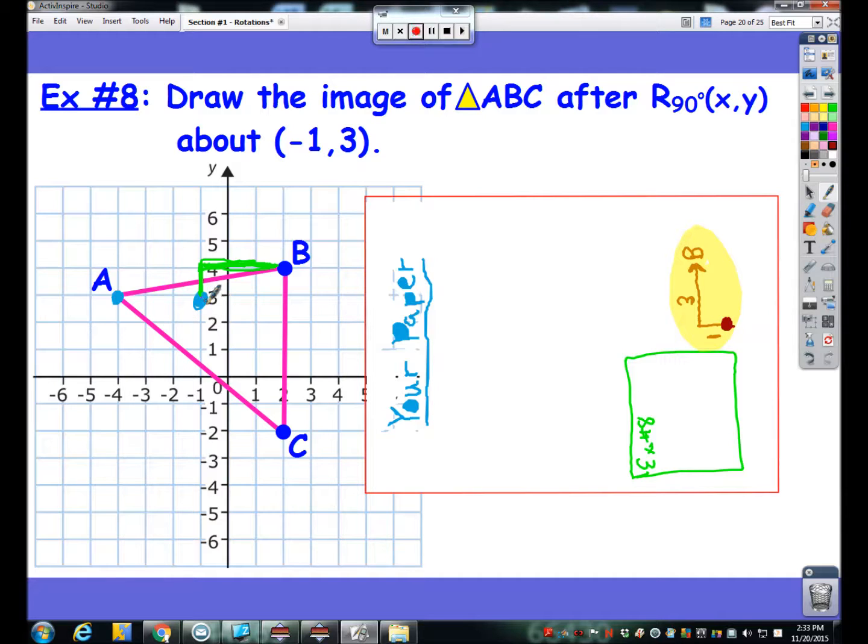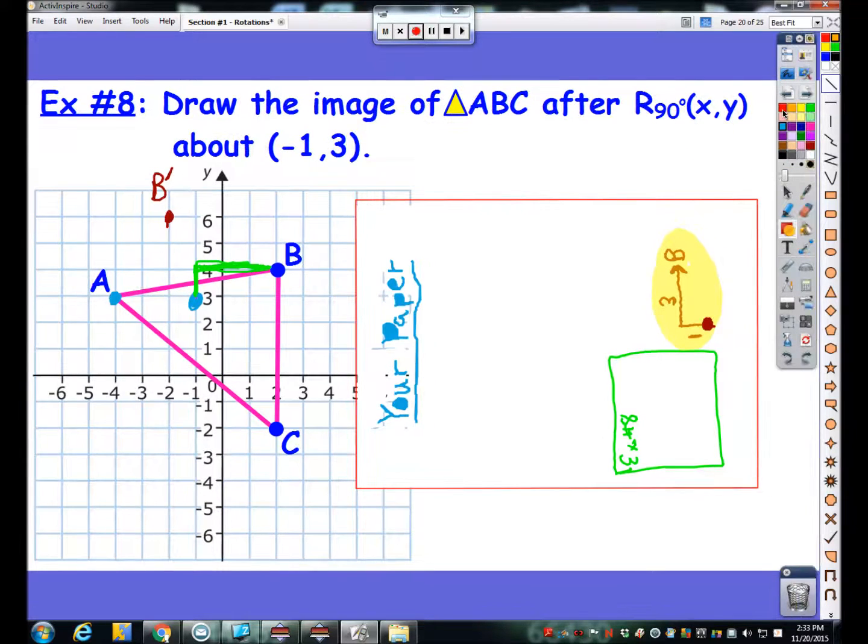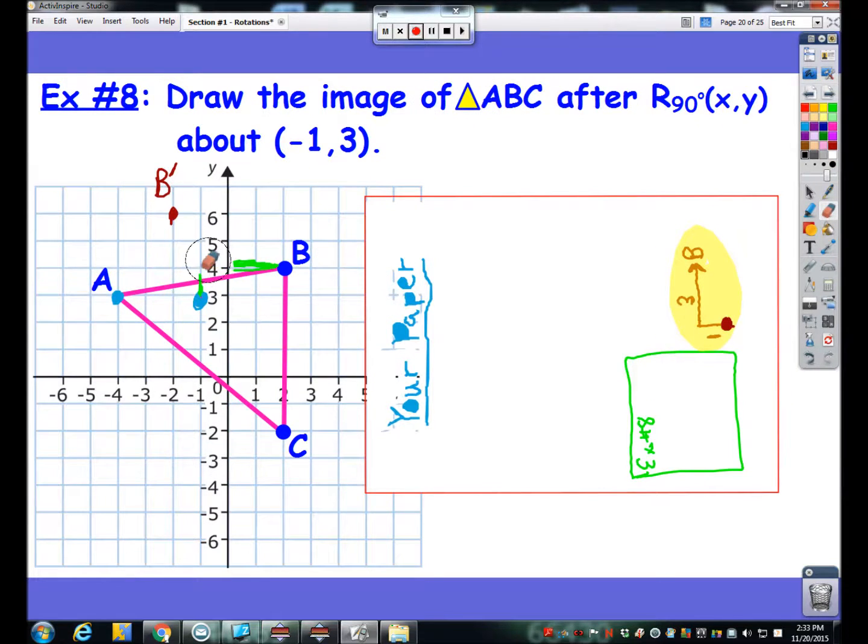So from the center of rotation, which is right here at negative 1, 3, we're going to move 1 to the left and up 1, 2, 3. And there's B prime. Now, if I make a quick line here in red, from B prime to the center of rotation to B, does that look like I've moved 90 degrees counterclockwise? I'd say, yeah, that looks like a pretty good 90-degree angle. So I can feel pretty confident that I did that correctly.